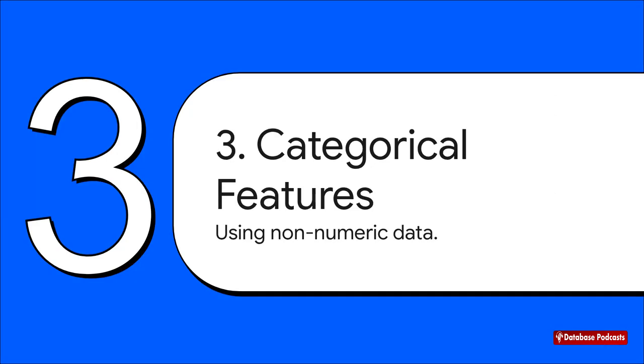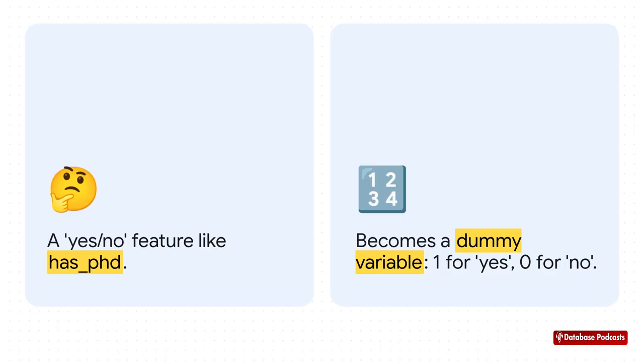Okay, but wait a second. That has a PhD column brings up a really interesting question. It's a yes or no answer, right? It's not a number like 49 friends, so how on earth does a math equation handle a categorical feature like that? The solution is actually pretty clever and simple.